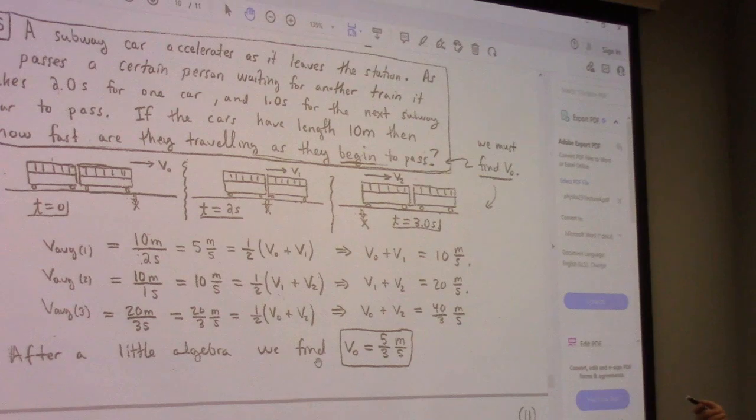This is a nasty problem. Suppose a subway car accelerates as it leaves the station. As it passes a certain person waiting for another train, it takes 2 seconds for one car, 1 second for the next subway car to pass. If the cars have length 10 meters, then how fast are they traveling as they begin to pass?